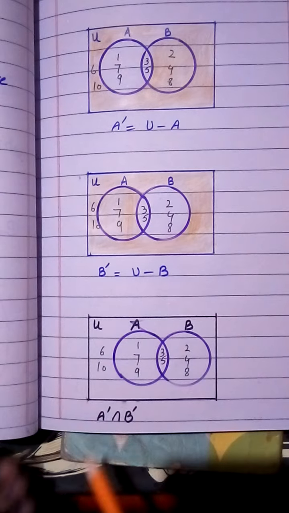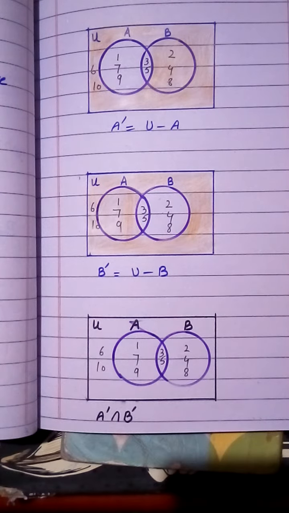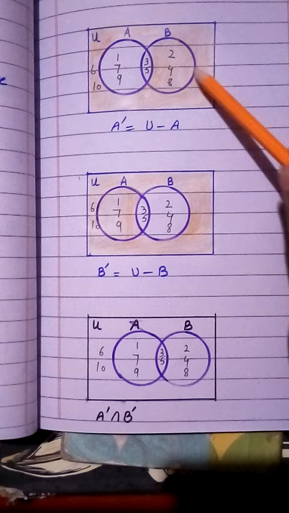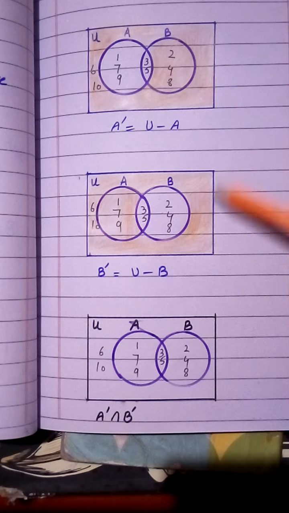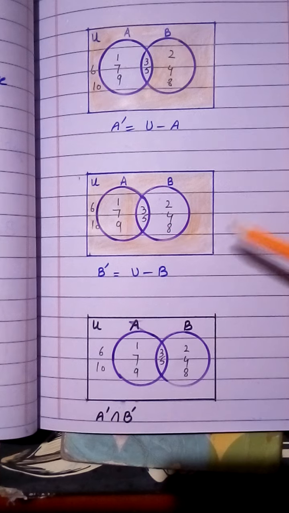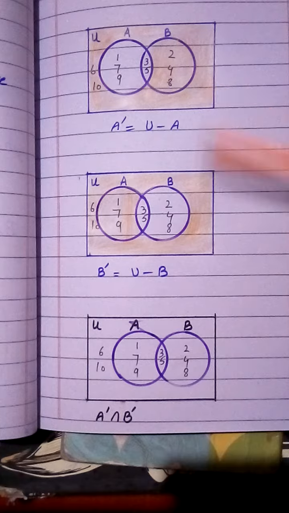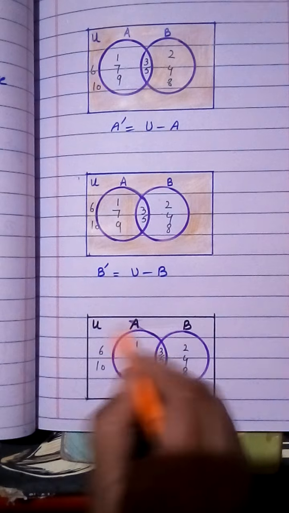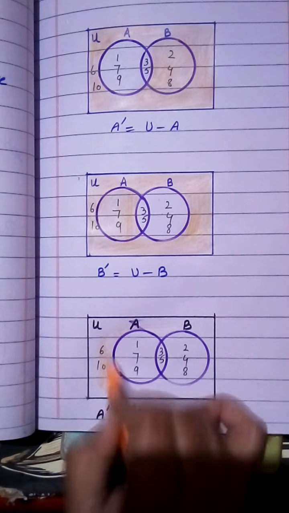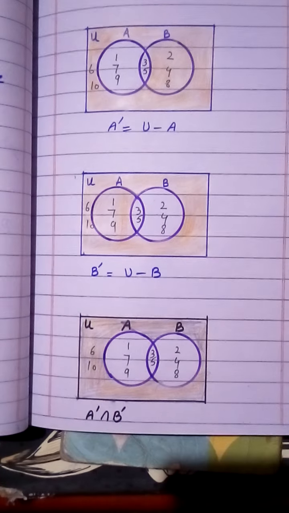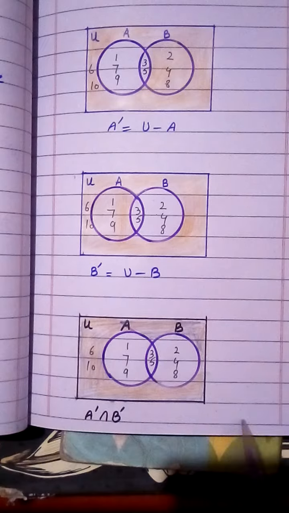Now next is A complement intersection B complement. Now let's see here the answer of B: the B circle and the U rectangle, and here the A circle and the U rectangle. Now which portion is common in these two diagrams? This is the B circle, this is the A circle. Now which one is the common portion? The rectangle is the common portion here. So its result will be the common portion. It means you will shade just the U portion, that is to say the rectangle portion. Now this is the answer. Now you have to represent this question by Venn diagram.